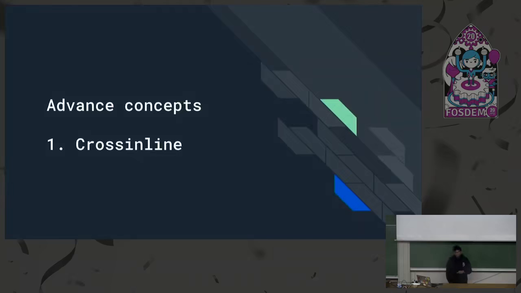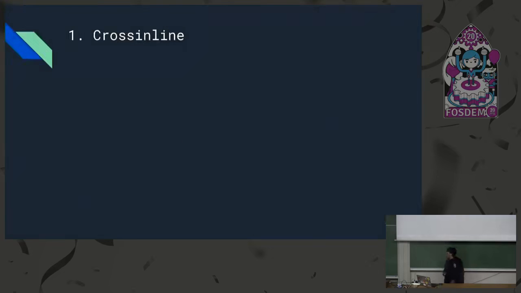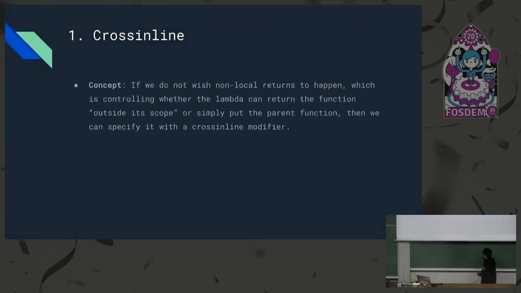There are certain advanced concepts in inline as well. One would be crossinline. They just control the degree of inline, like the inlining of the lambda that you want the compiler to do. Crossinline is actually pretty interesting because it restricts non-local returns. By non-local returns, we mean you actually block a lambda from returning from the parent function. And the one which is not crossinline does not block the same.